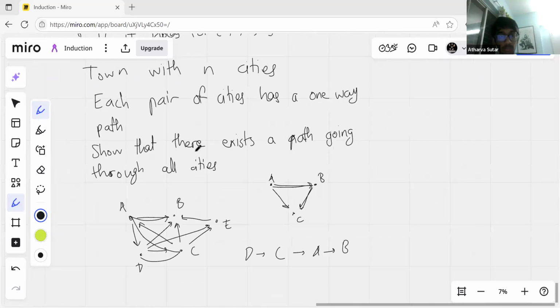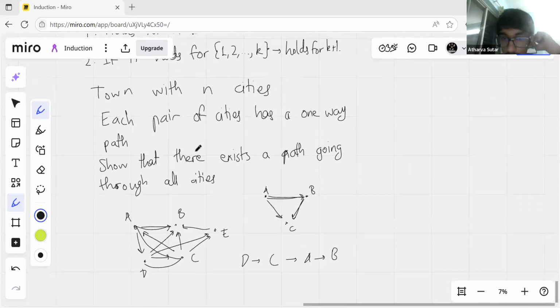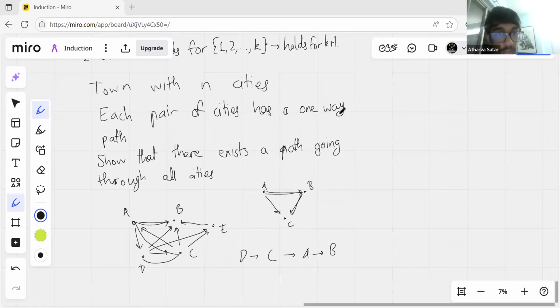Okay, by the way, guys, just remember this is an example of strong induction. So you guys are looking at this in the weak induction way. So maybe try to think of something that involves strong induction. Okay, so I'll give you the idea.